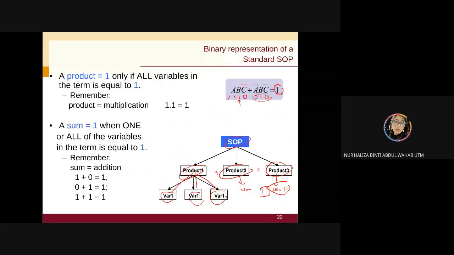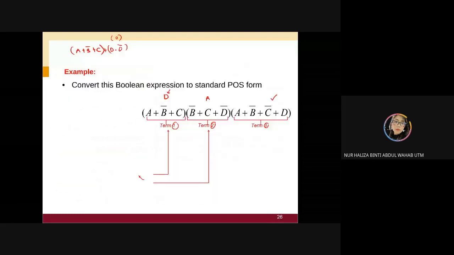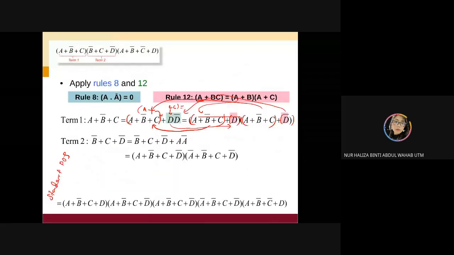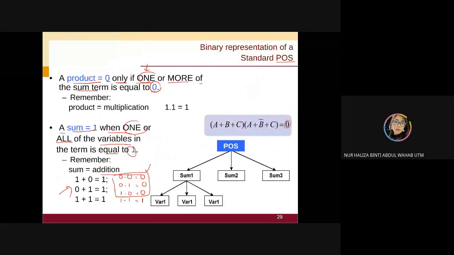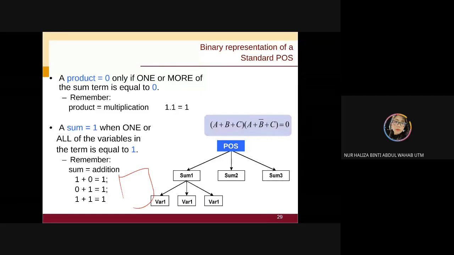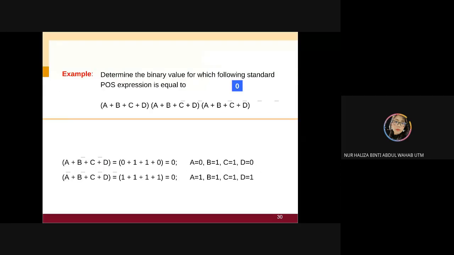Okay, your SOP is referring to sum, but your POS is referring to multiplication. That's why I showed you the table of multiplication. But it's okay, you're going to look into the example here.